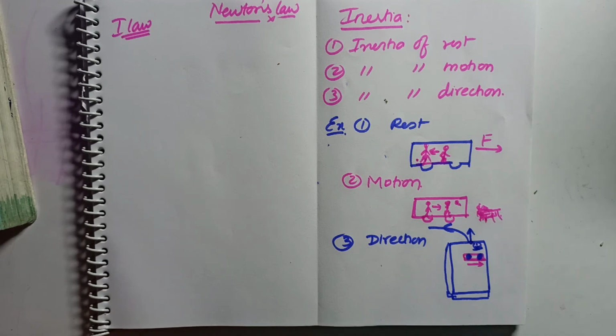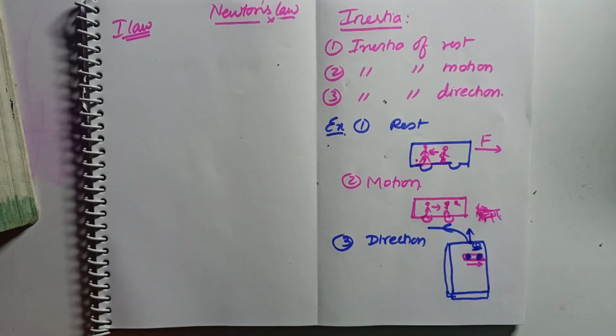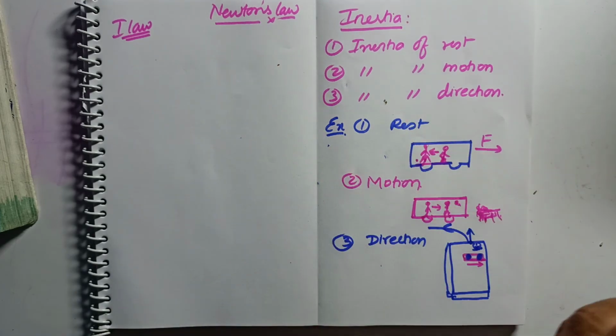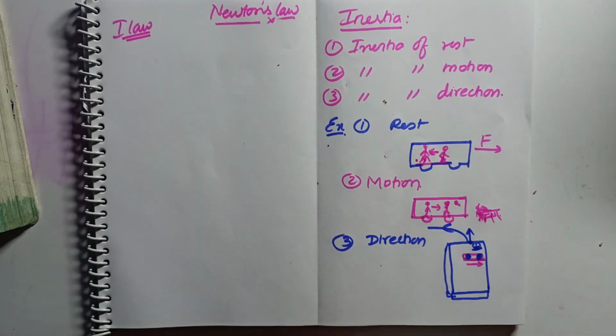Okay, so this is also called the law of inertia. The inability of a body to change its state by itself unless we apply certain external force is called inertia. So the first law is also called the law of inertia. So I will now write the exact definition.